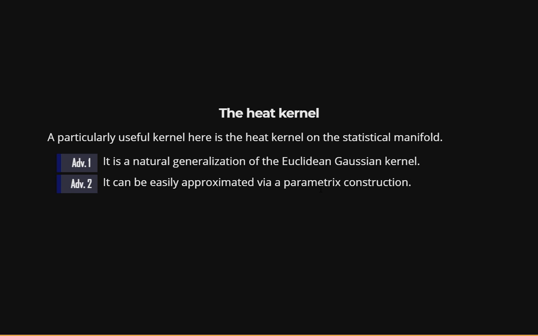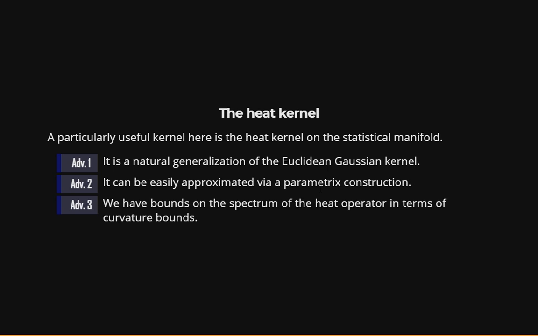known, in this case, for the sphere. So to compute the heat kernel, you need to use the piece of the sphere you're working on. But for the parametrix, you just use the sphere, so it's much better. And thirdly, you have bounds on the spectrum of the heat operator, so of the Laplacian, in terms of the curvature. And given that you're in the sphere, the curvature is constant and positive, and you have every bound you may want.